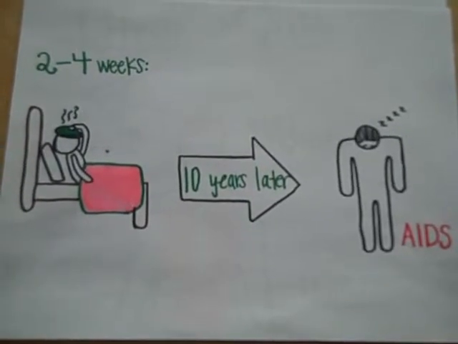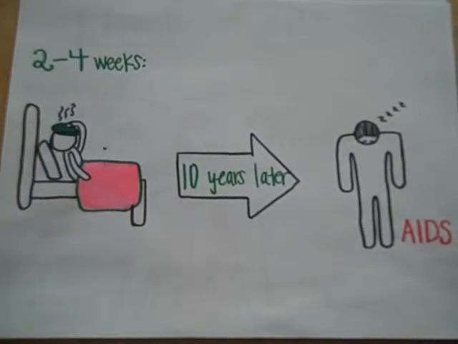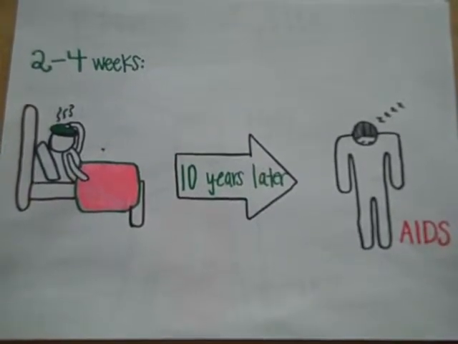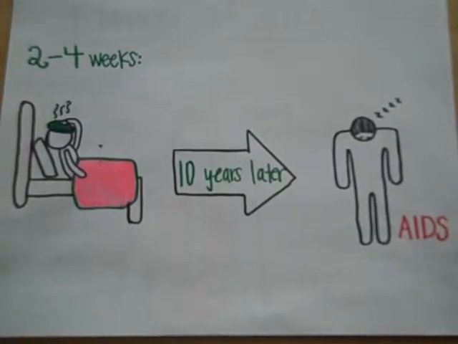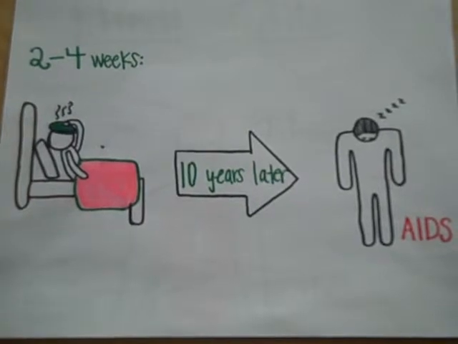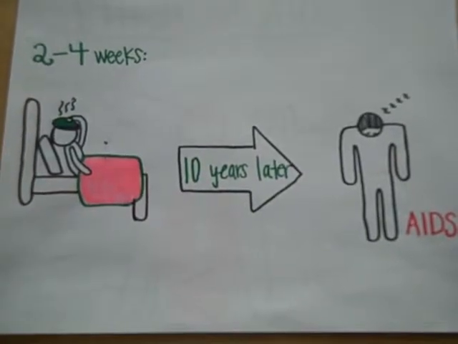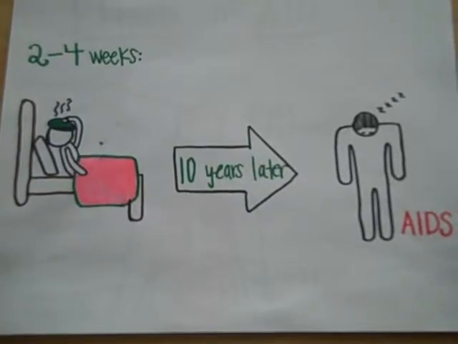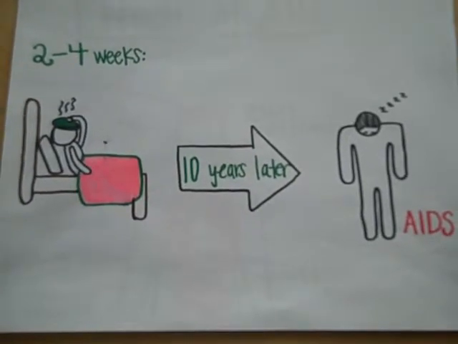After this 10-year period, the count of CD4 positive T cells is generally low enough to identify the disease as AIDS. When the count of these CD4 positive T cells is below 200 per millimeter cubed of blood, the infected person has AIDS. Normal levels range from 500 to 1,000 per millimeter cubed.